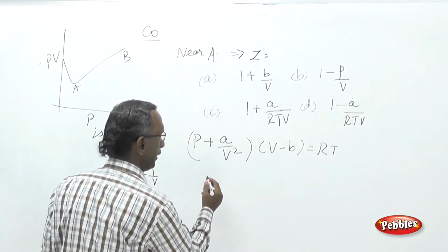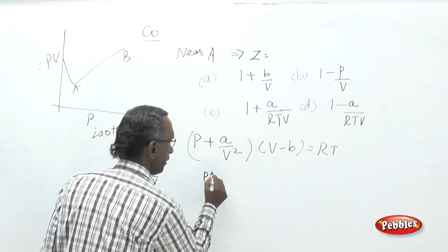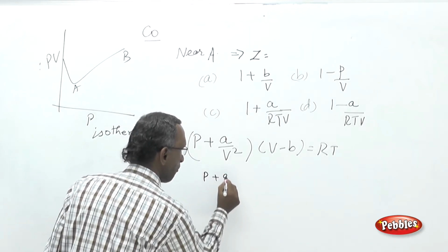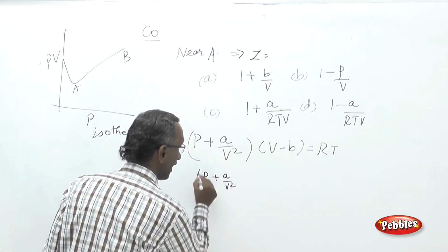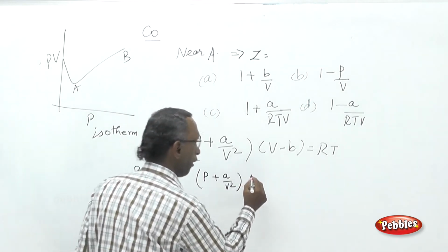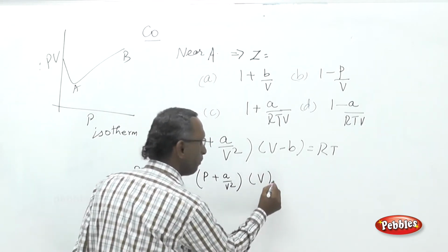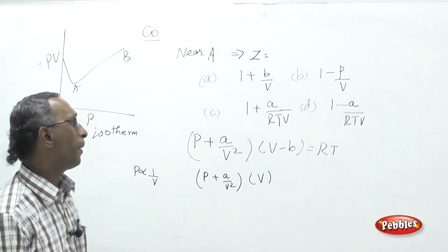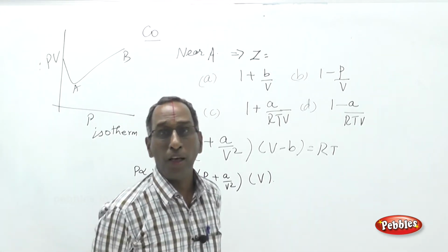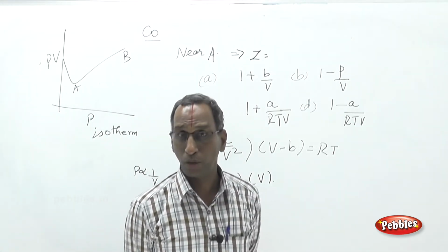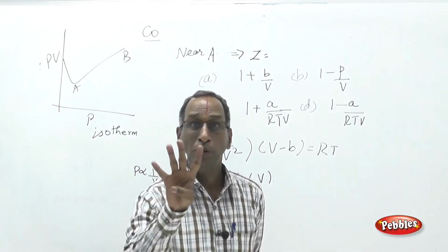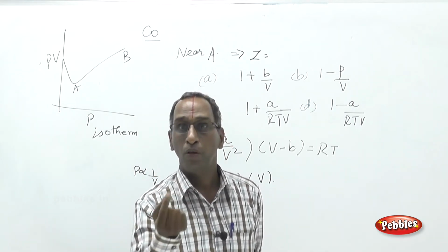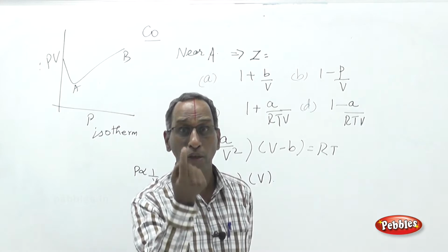This is the case where P plus a by V squared cannot be neglected, but V can be high compared to b. b is called covolume, a Van der Waals constant, the volume occupied by the molecules. Volume occupied by 1 molecule is very low.